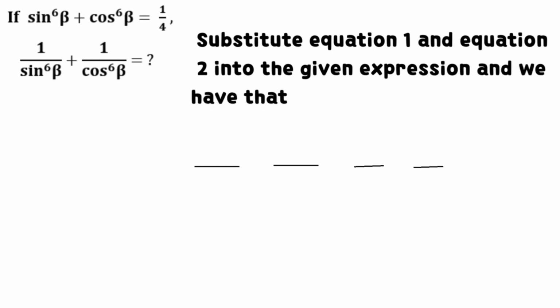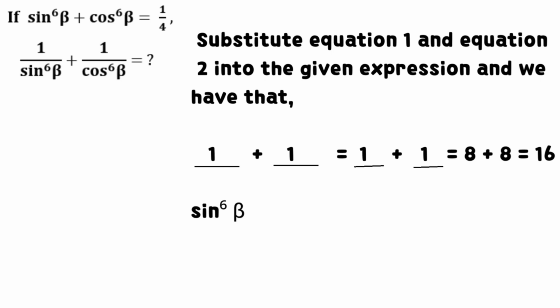Substitute equation 1 and equation 2 into the given expression, and we have that the sum of the reciprocal of sine beta to the power of 6 and the reciprocal of cosine beta to the power of 6 equals the sum of the reciprocal of 1 divided by 8 and the reciprocal of 1 divided by 8, which equals the sum of 8 and 8. That is, the required result equals 16.